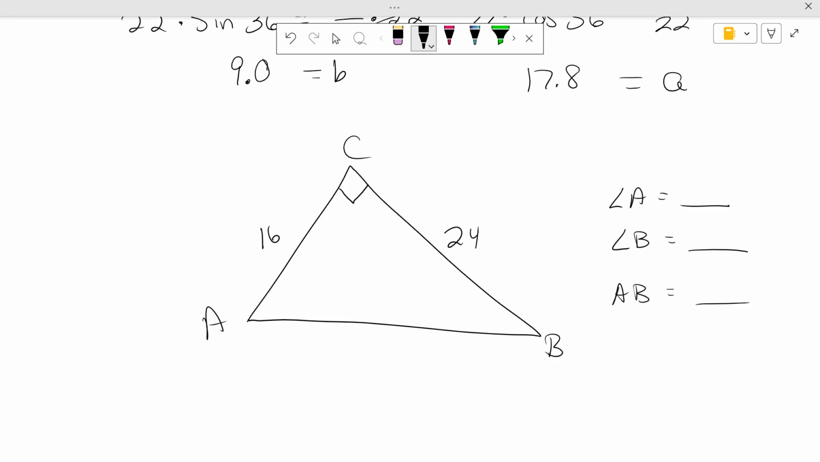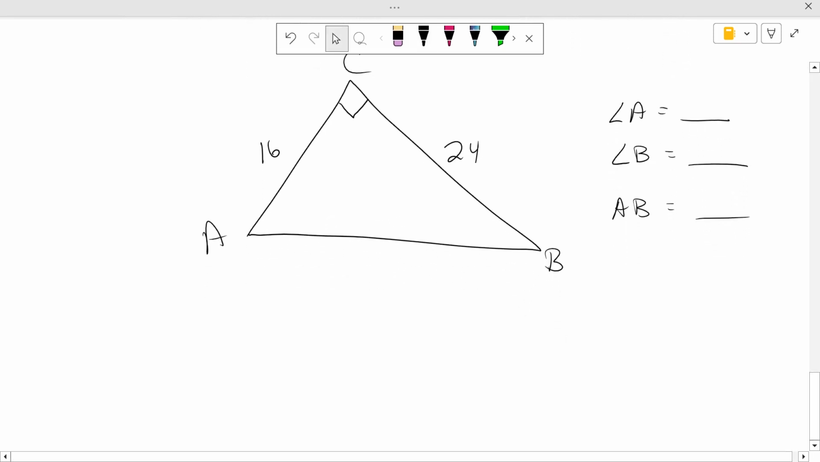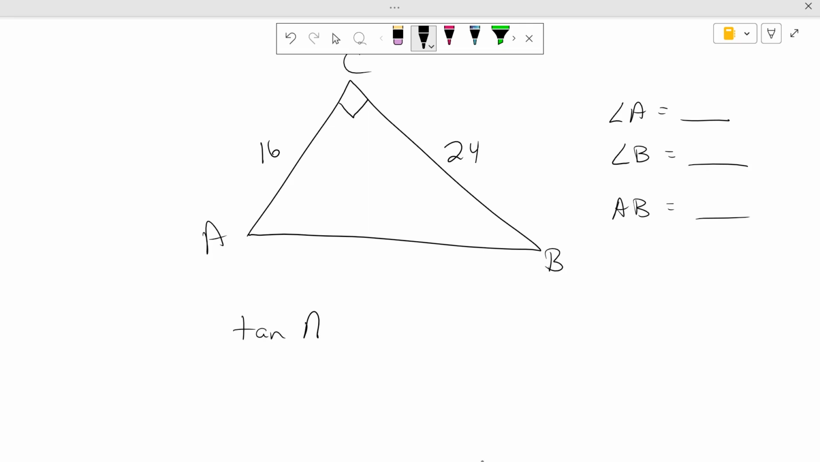Okay, I need to find angle A, angle B, and side AB. Now, I only know the 90-degree angle. So what am I going to have to do to figure out angle A? Well, what two sides am I given from angle A? Opposite and adjacent. Which trig function is opposite adjacent? Tangent. So the tangent of angle A, because I don't know what A is, equals my opposite side, 24, over my adjacent side, 16. Okay?